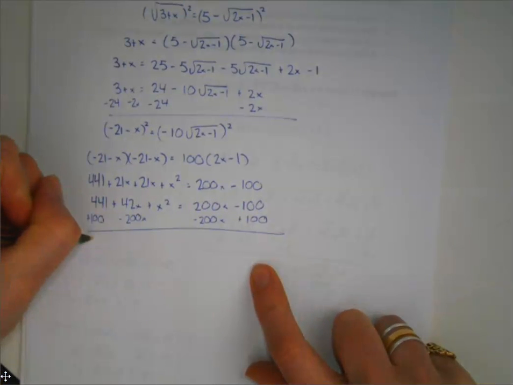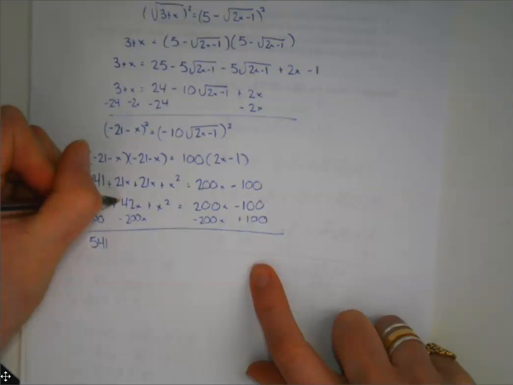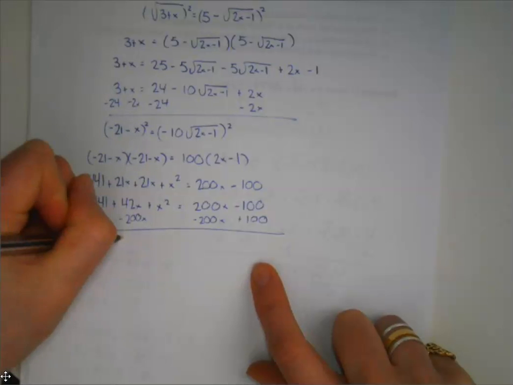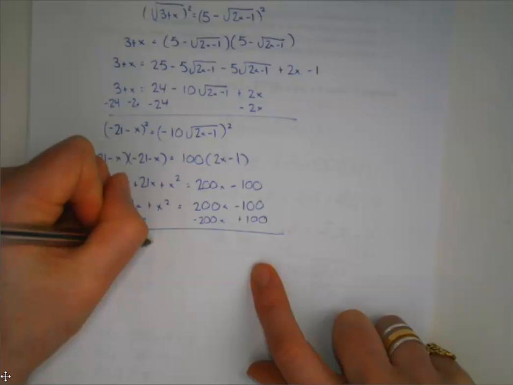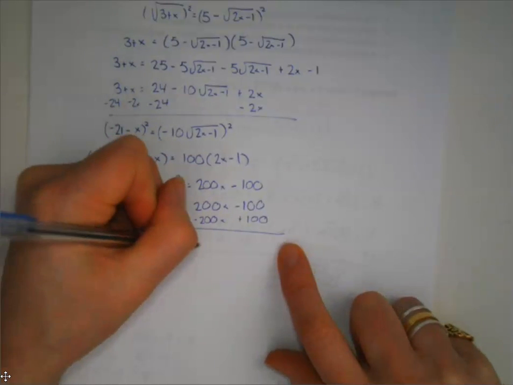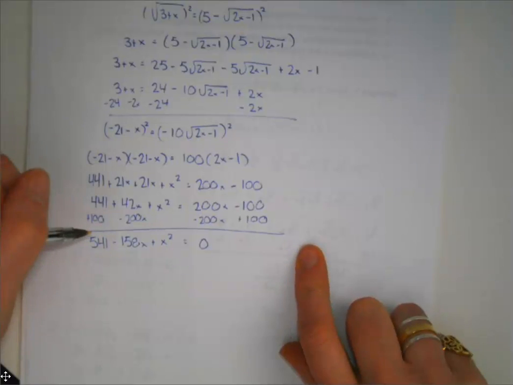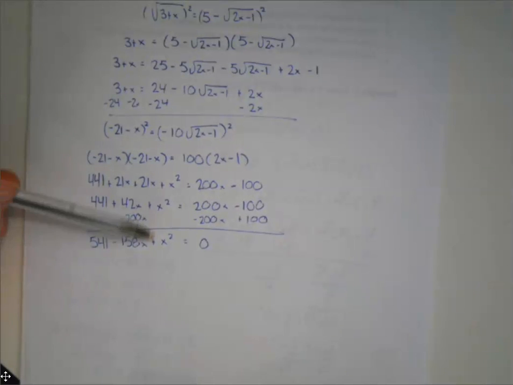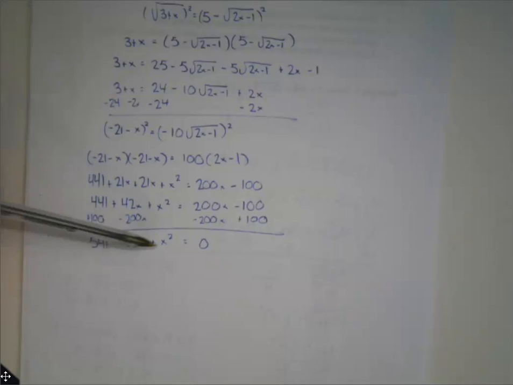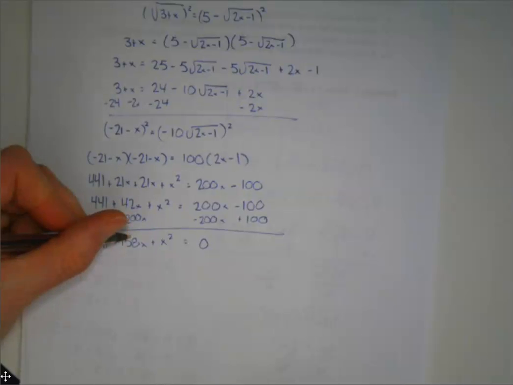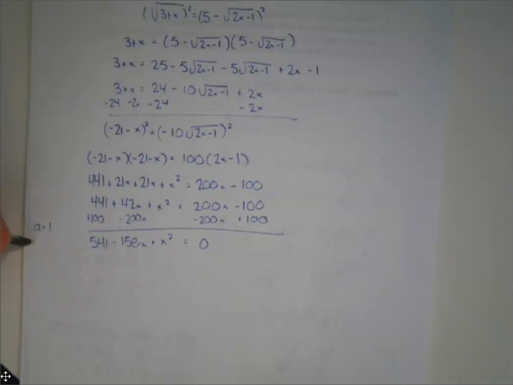So 441 plus 100 is 541. Positive 42 minus 200 would be minus 158x plus x squared. And then these two have both canceled out here to leave us with 0. So now we're left with this somewhat complex set of values here. And so the easiest way to probably work with this would be to use the quadratic formula. It's not written in the proper order, but our a value goes with x squared, so a is equal to 1 for this one. B goes with x, so it's negative 158.